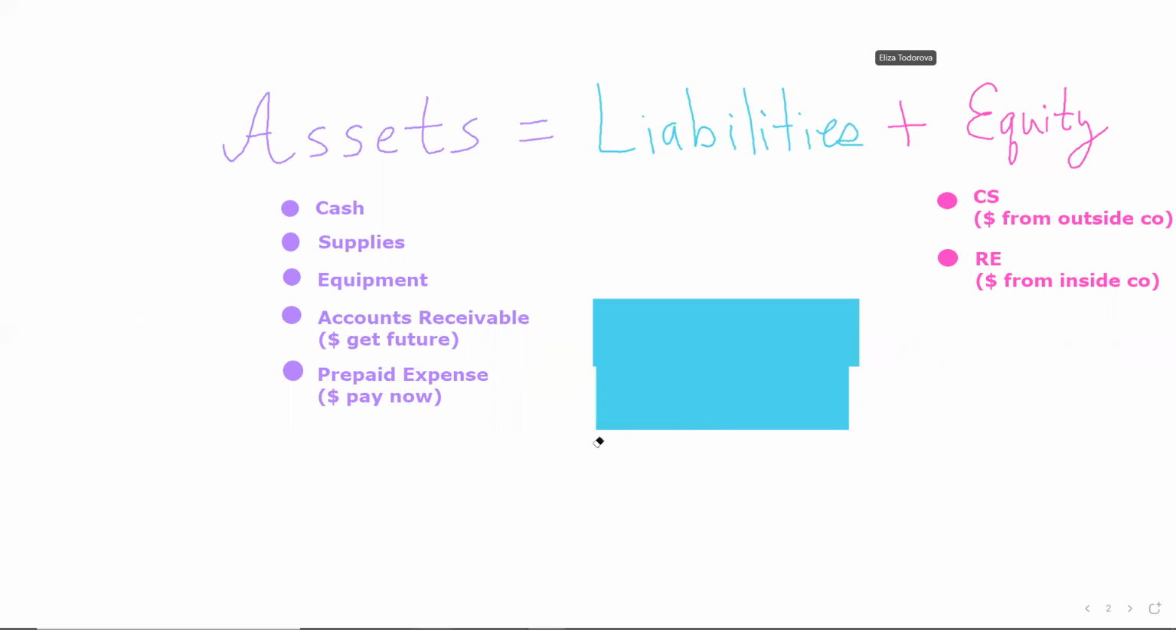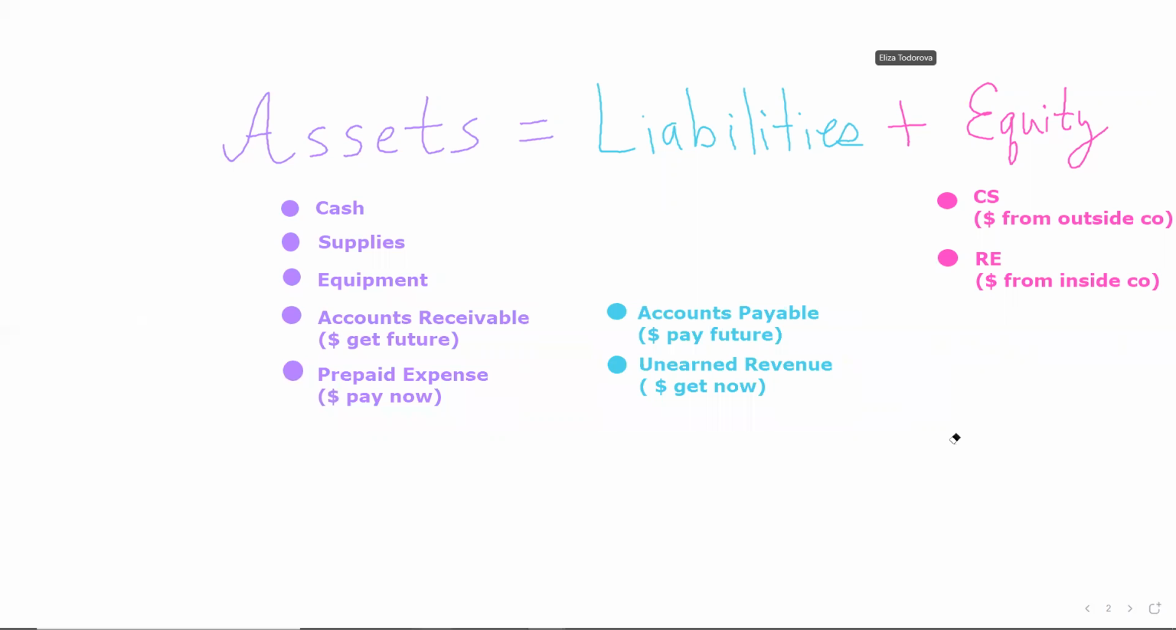For liabilities, you have two main types. You have accounts payable or any type of payable. That is money you're going to owe in the future because you have a responsibility to somebody. You haven't paid it yet. Then you have unearned revenue. That's when somebody pays you as a company today, but you haven't done the thing they paid you for yet.